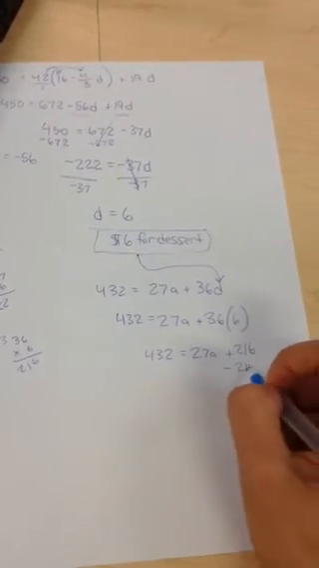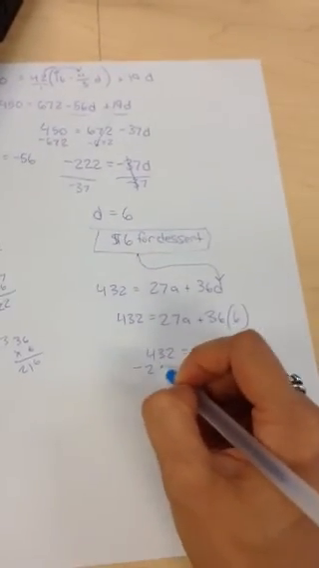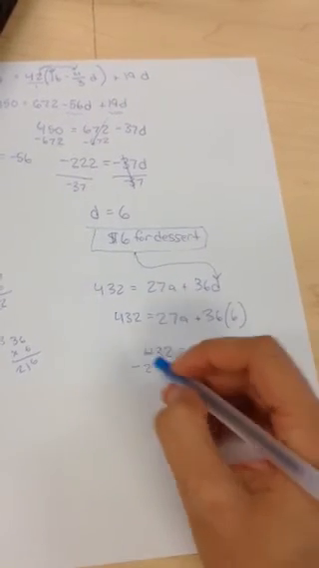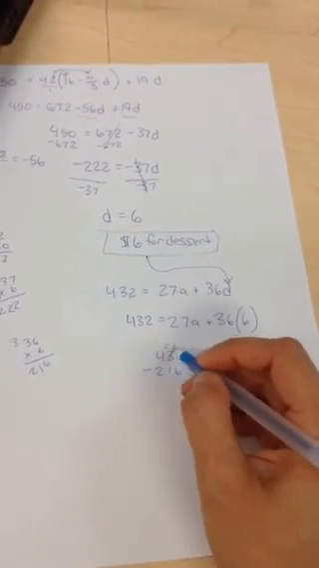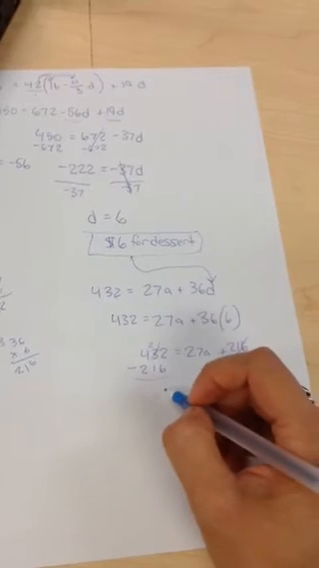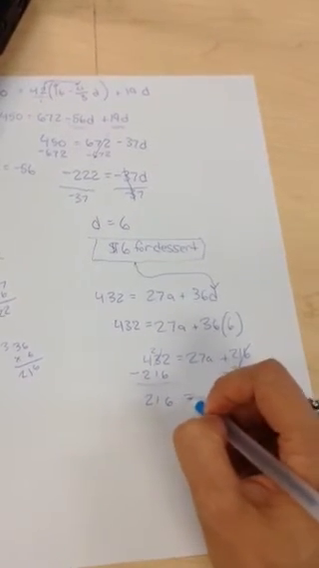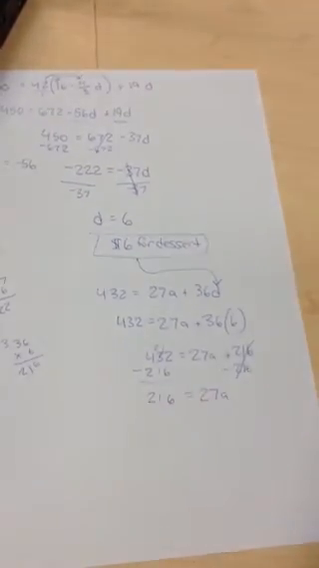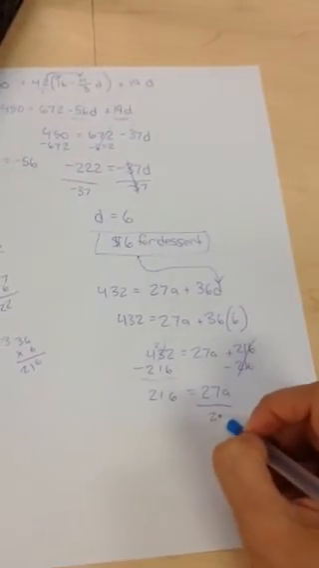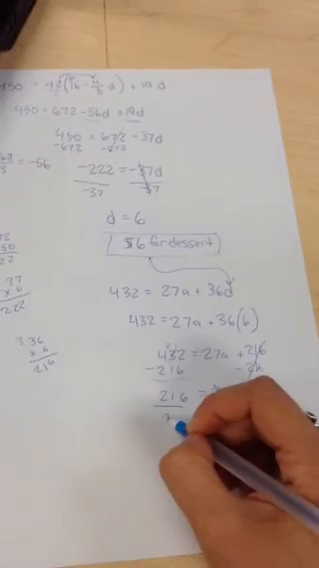Subtract 216 from both sides. So I can borrow a 2. So I get 6. 216 is equal to 27A. Divide by 27.